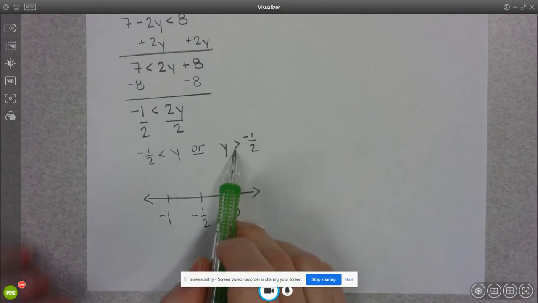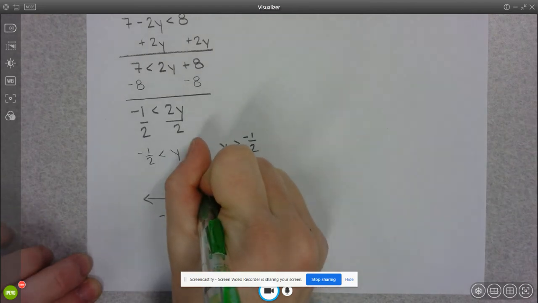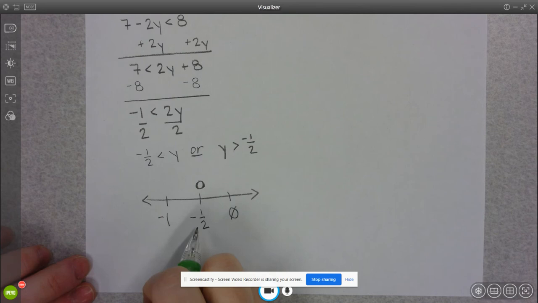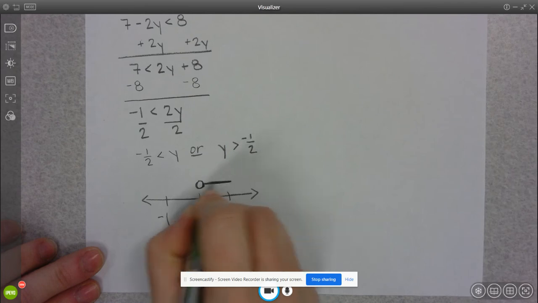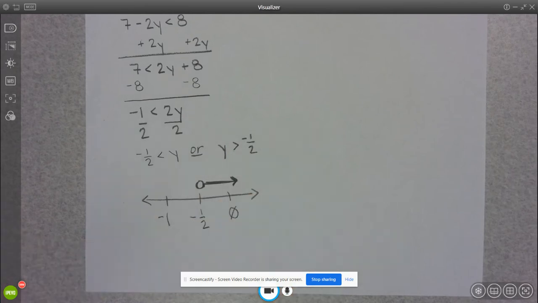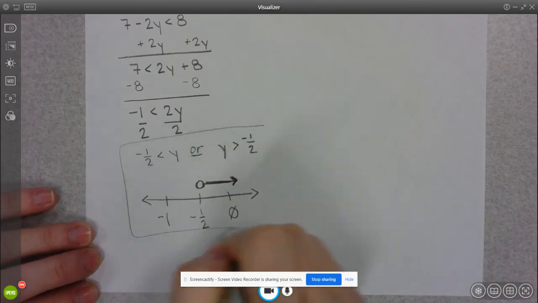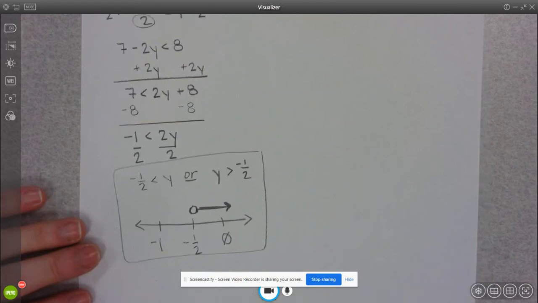Since there's no equal to here, I'm going to put an open circle, which means to the person looking at this, negative 1/2 is not included. And then it's all the numbers that are bigger than that, so I'm going to go to the right. Now this answer part is not going to change when I solve it differently.